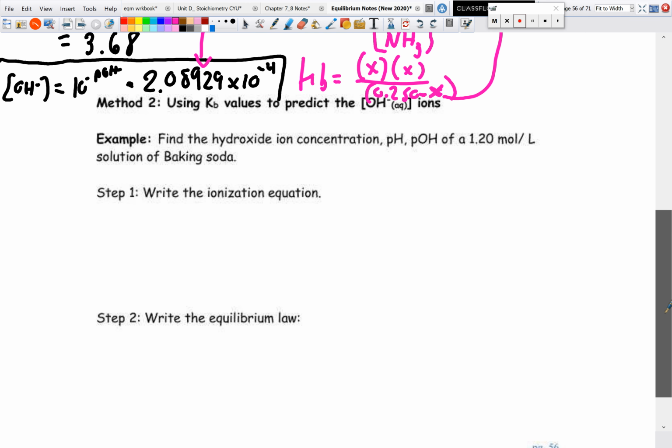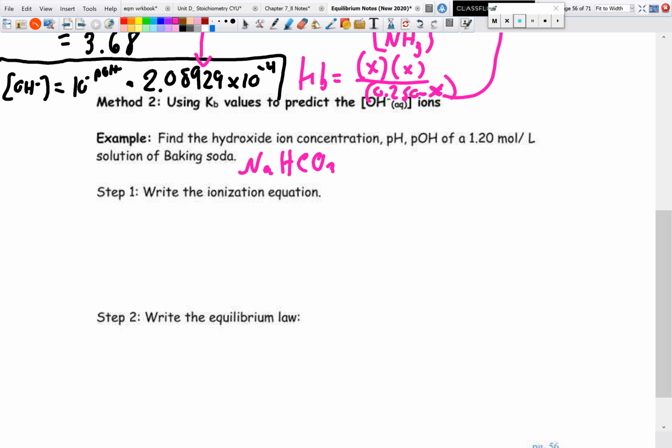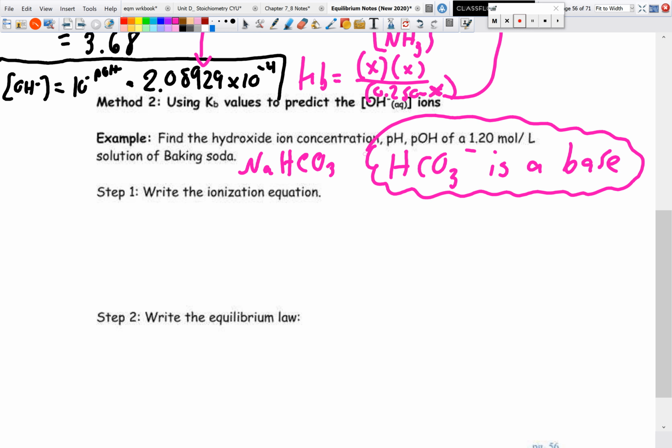Now for example 2, same thing, finding pH and pOH of baking soda, which is just sodium hydrogen carbonate. Now we've just done work on it from example 2 that we know HCO3 minus is a base. If we didn't know that, then you would need to figure everything out. But we kind of have the steps right here to solve for it, if need be, where we can write out the ionization equation.